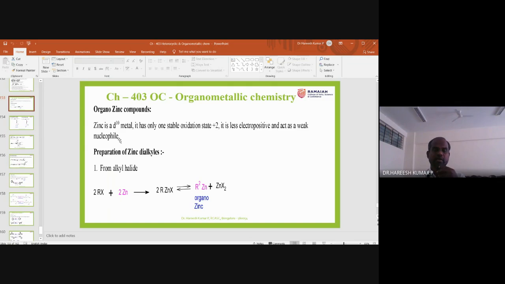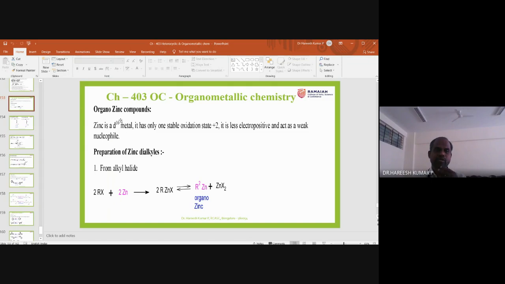I think you are aware about the periodic table. So on the left hand side, alkali metals, alkaline earth metals. After that, D block elements. Below that, F block elements, and on the right side, non-metals are there. So non-metals react with the metal. Here the metal is zinc.